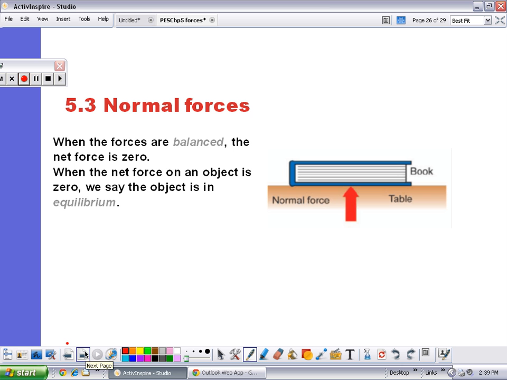So normal force is not on your paper. You need to add this to the bottom of your note taker. So the normal force is the upward force, and the book automatically naturally has a downward force, but they are the same, so we say that they are in equilibrium, and we know that because the objects are not moving.